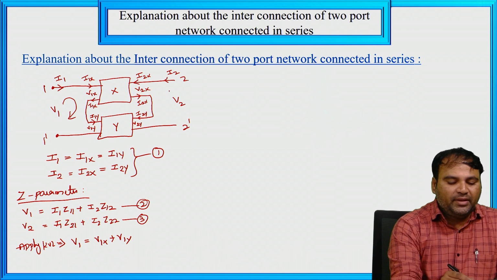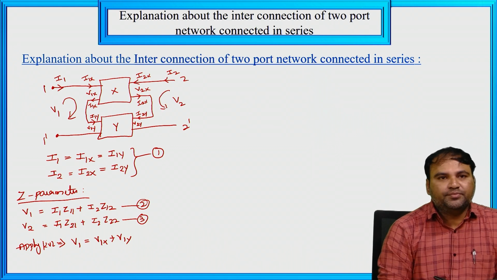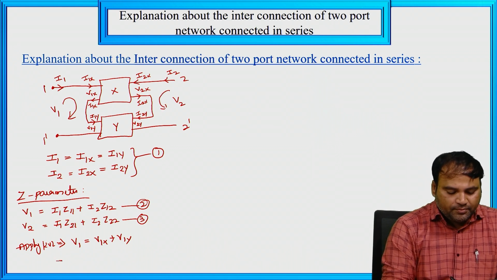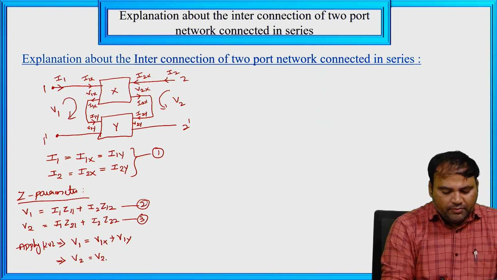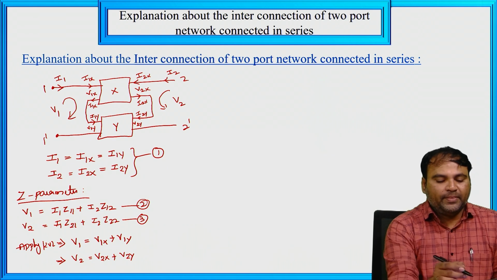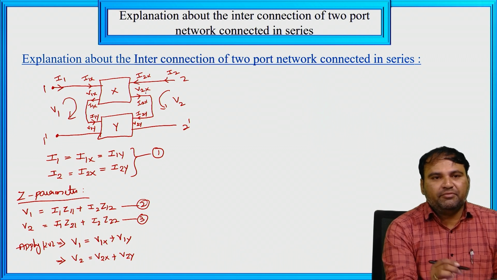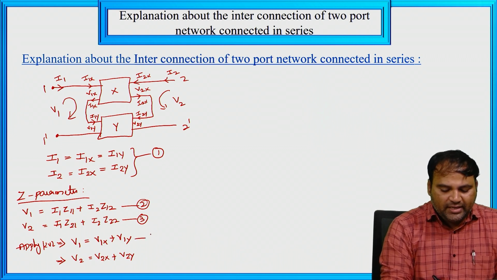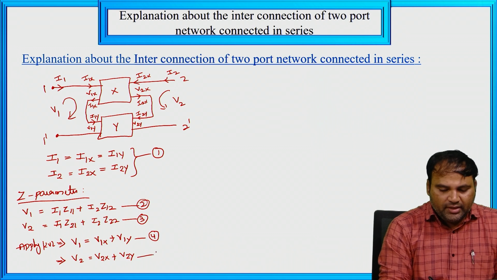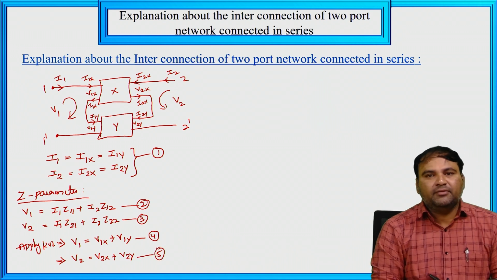Similarly, apply KVL in the second loop. We get V2 minus V2x minus V2y equal to 0, so V2 equals V2x plus V2y. Let us take this as equation number 4 and this as equation number 5.